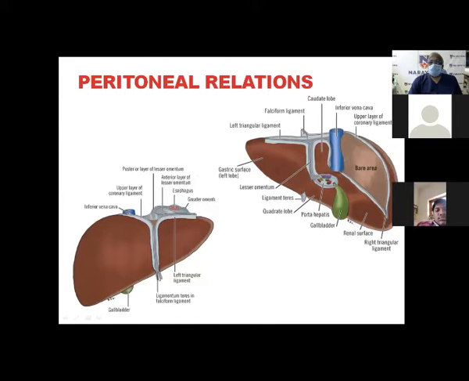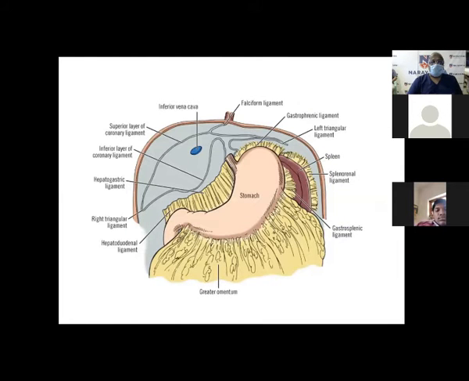Peritoneal relationship, the same thing. You can just see the bare area of the liver. This is the left lobe of the liver. This is the right triangular ligament. This is the gallbladder. This is the porta hepatis. This is the retrohepatic IVC, into which the hepatic veins drain. This again, after removal of the liver, is how the diaphragm is seen.